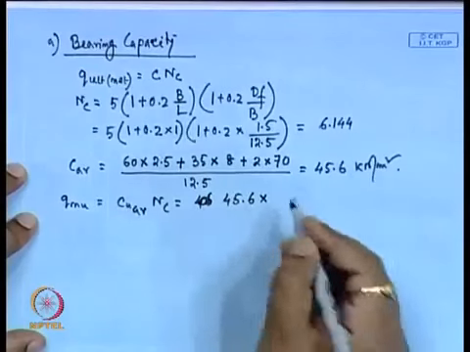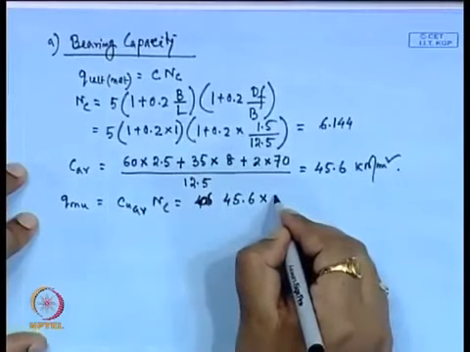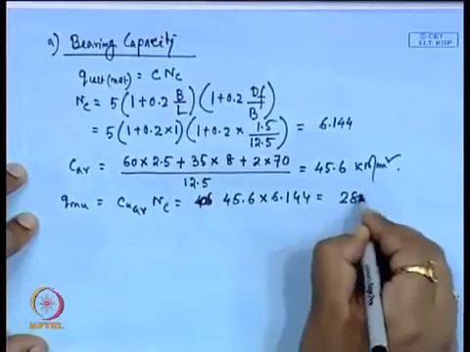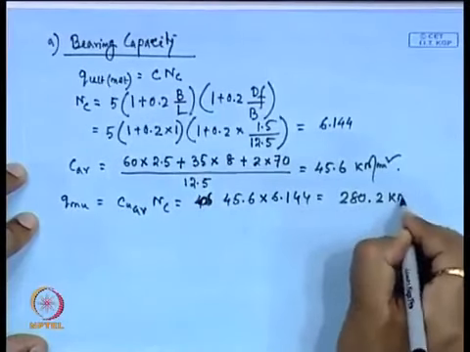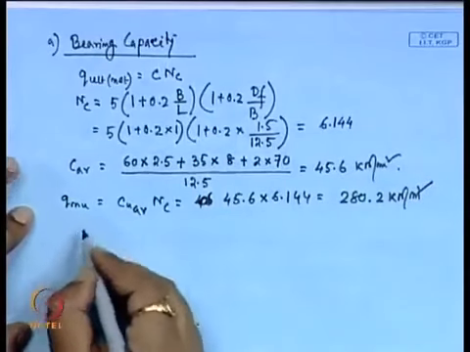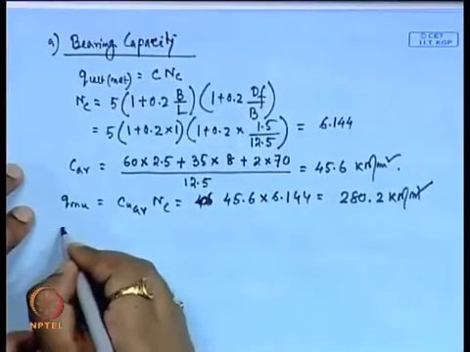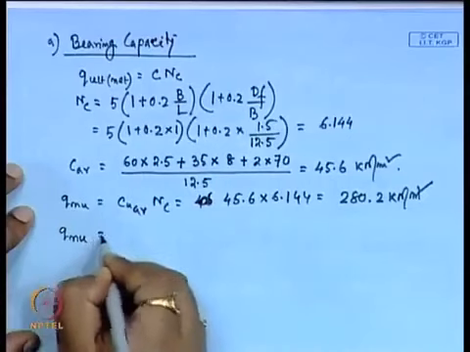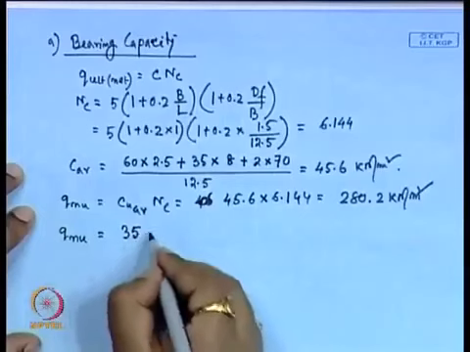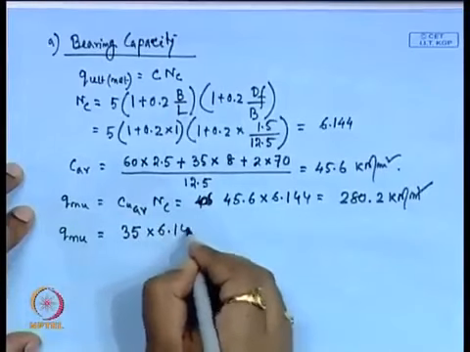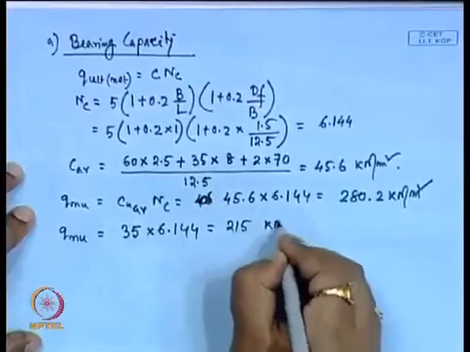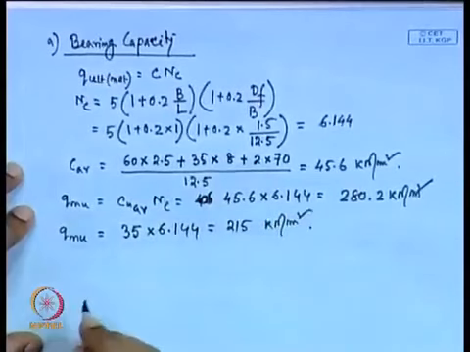So, 45.6 into 6.144. So, this is 280.2 kilonewton per meter square. In the second method, we are taking only the minimum CU. In that case this will be 35, because the minimum CU is 35, into 6.144. So, this is 215 kilonewton per meter square.